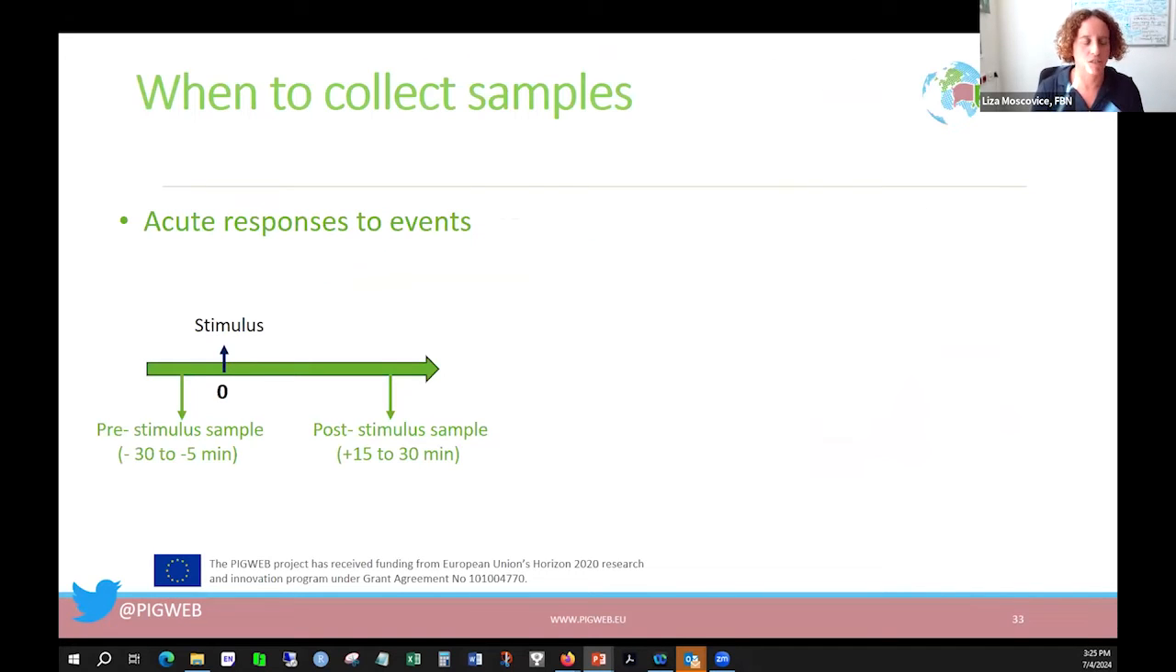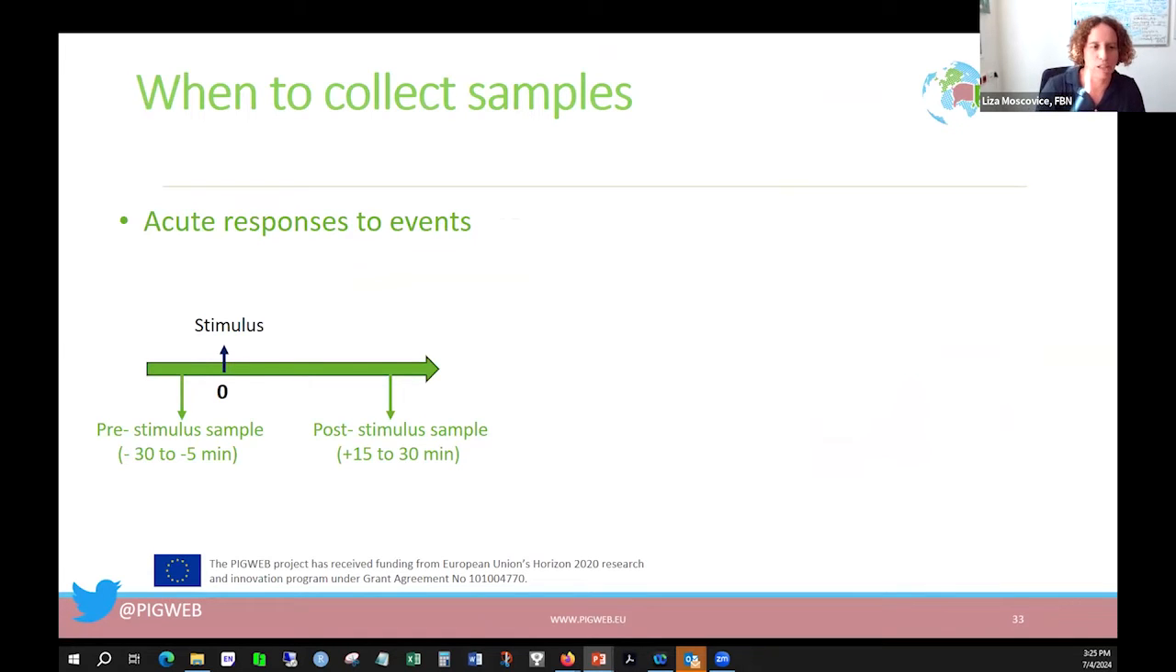So those are some ideas for sampling design. Then, when to collect your samples. If you're looking for acute responses, the short-term responses to events, you want a pre-stimulus sample shortly before the event. I would recommend 30 to 5 minutes before your stimulus.